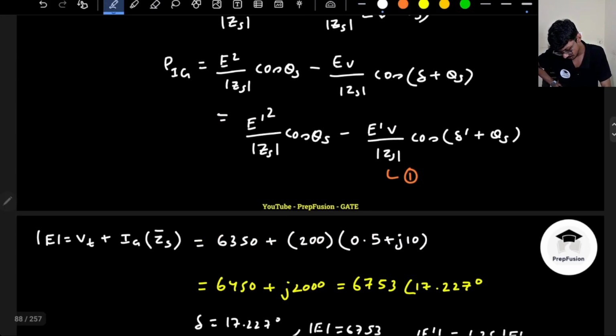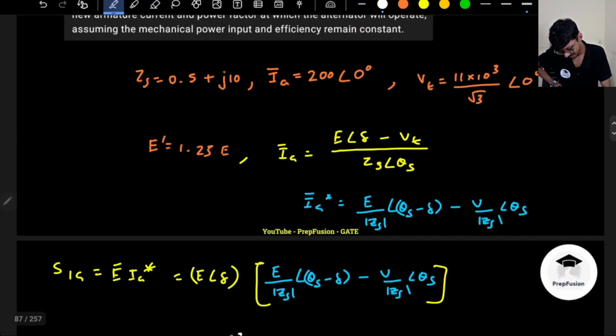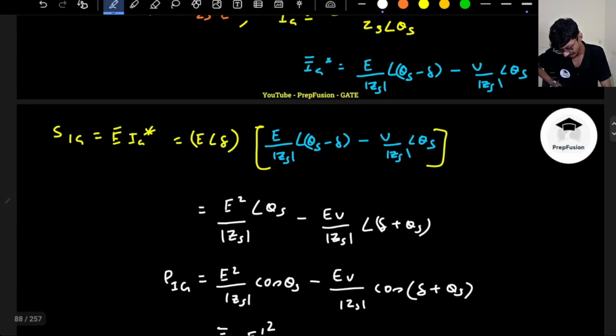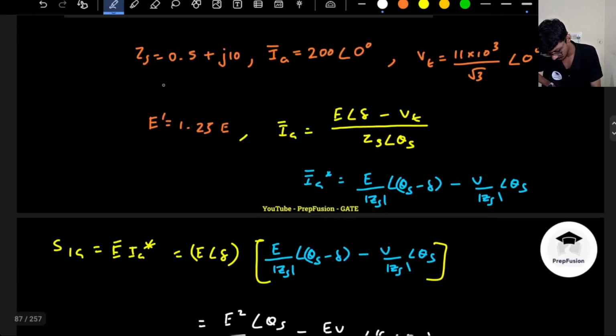What is cos of theta s? Have we calculated theta s? We have not calculated theta s, so I will quickly calculate the value of theta s. This will be tan inverse of 20. So that is 87 almost. It is almost purely inductive only.